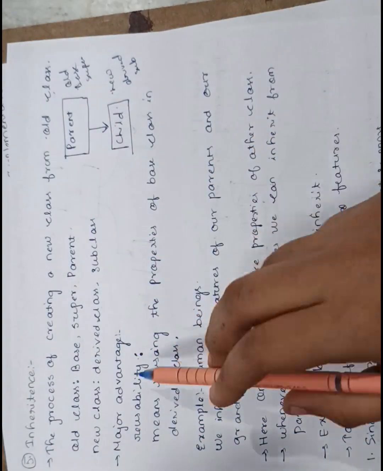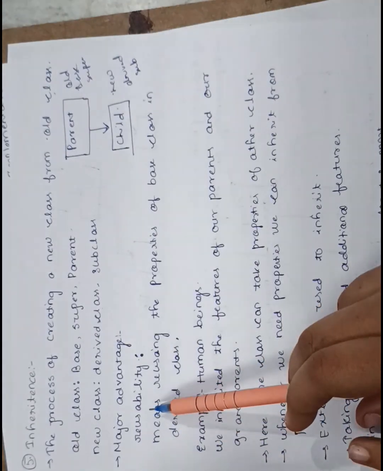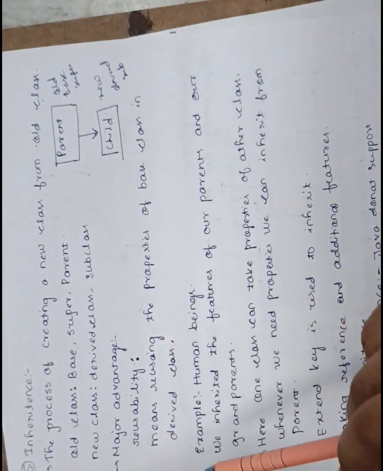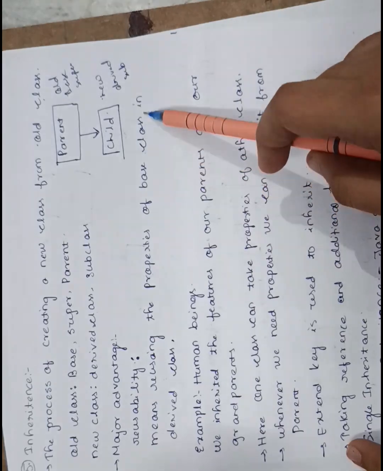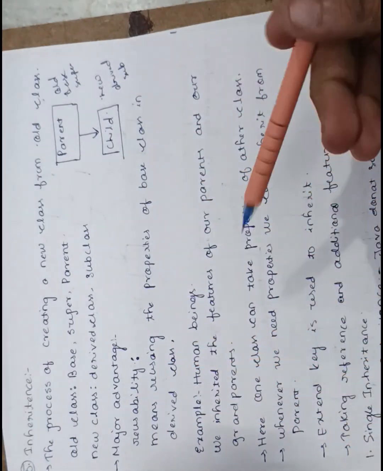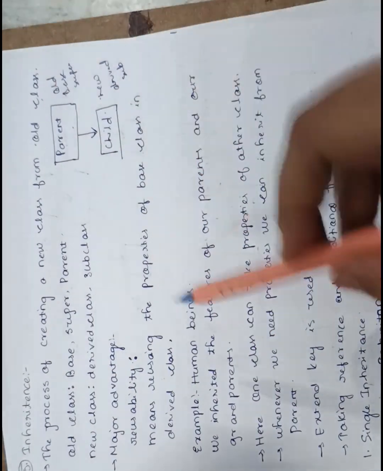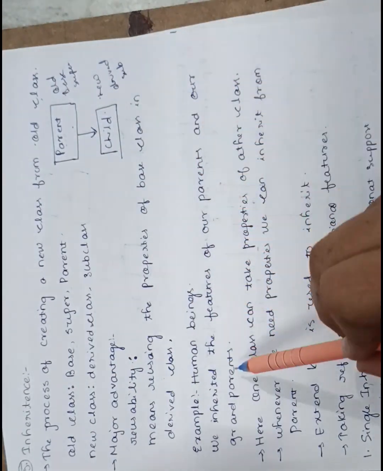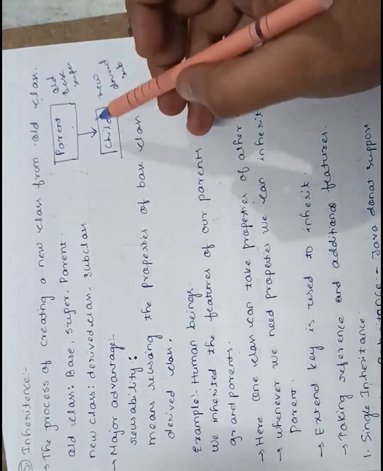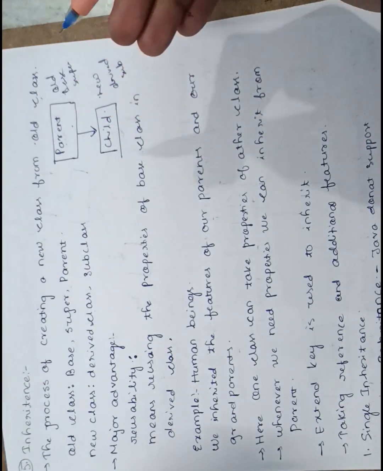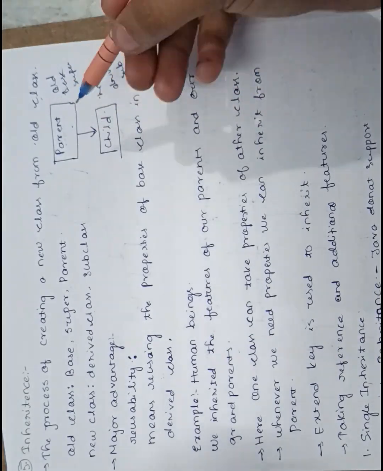So we have a major advantage in this, that is reusability. It means using the properties of the base class in the derived class. Taking the example of human beings, taking the parent only, we inherit the features of our parents and our grandfathers, whatever features like eyes, hair, or whatever features we have inherited from our parents, right?